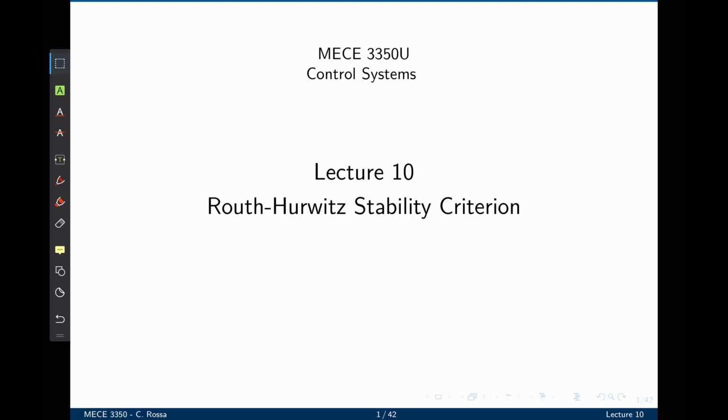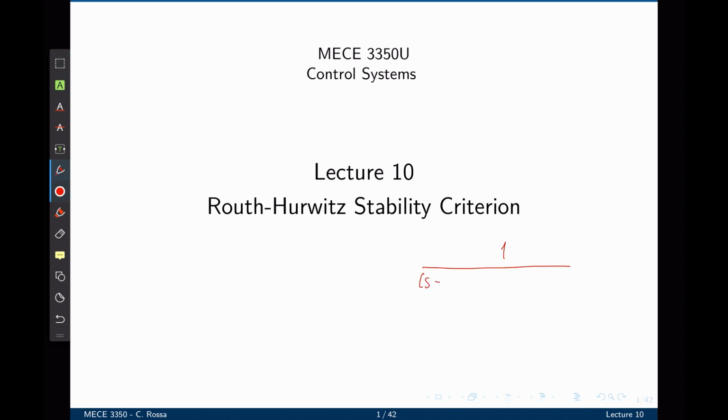This lecture will cover the principle of Routh Hurwitz stability criterion. This is a mathematical test that is a necessary and sufficient condition for the stability of a linear control system. As we saw in lecture 5, a sufficient condition for stability is that the real part of the poles must be negative numbers, which means that the poles are always located on the left side of the S-plane.